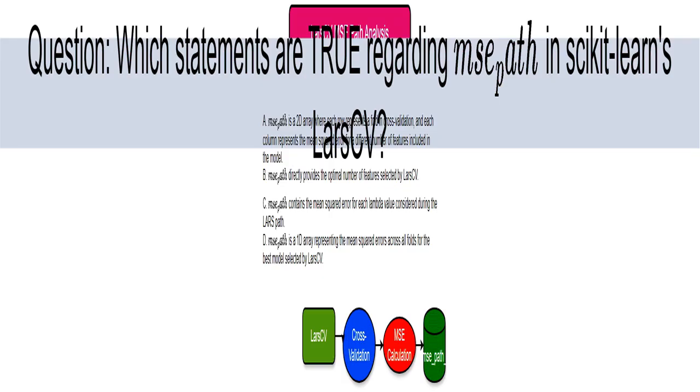This statement is correct. I think of MSE_path_ as a table. Each row of this table represents a different data fold from cross-validation. Each column represents the MSE for a model with a different number of features. I'm looking at the error across different sets of data and different model sizes. It's a very detailed table.